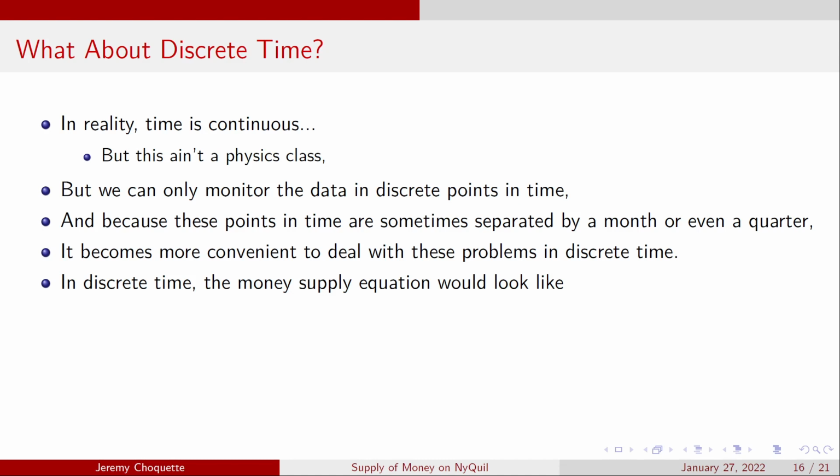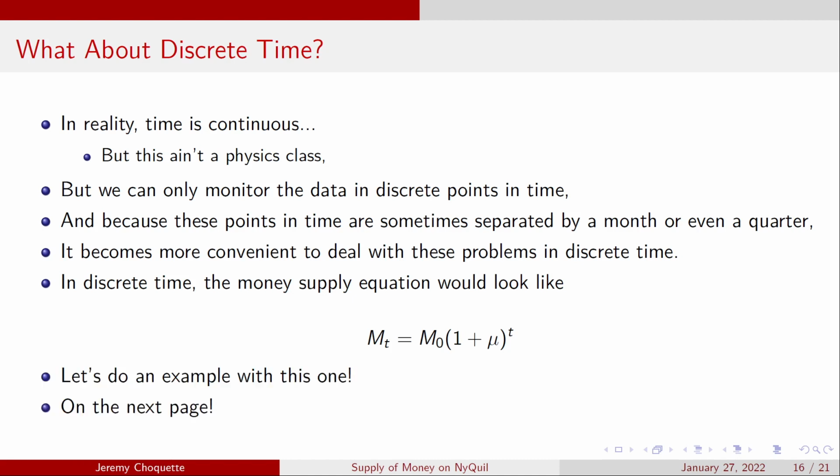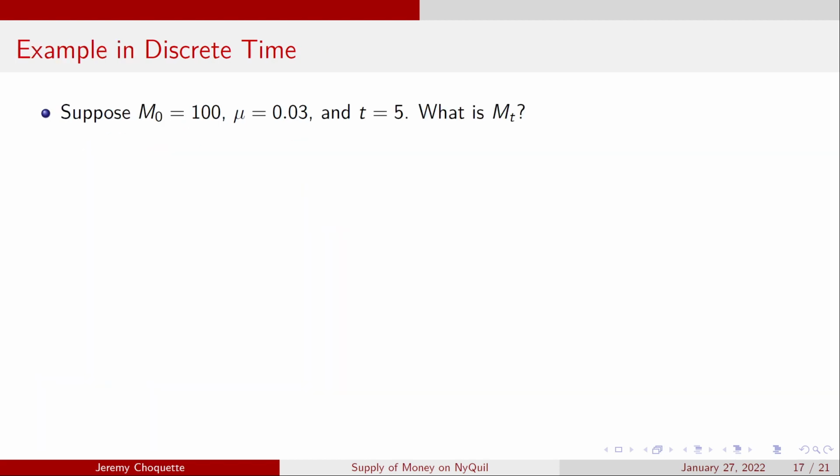And in discrete time, the equation for the growth in the money supply would look like this. M with a little subscript t equals M naught times (1 plus mu) to the power of t. This is the discrete time analog to the continuous time representation that you saw in the previous slides. So let's do an example with this guy over on the next page.